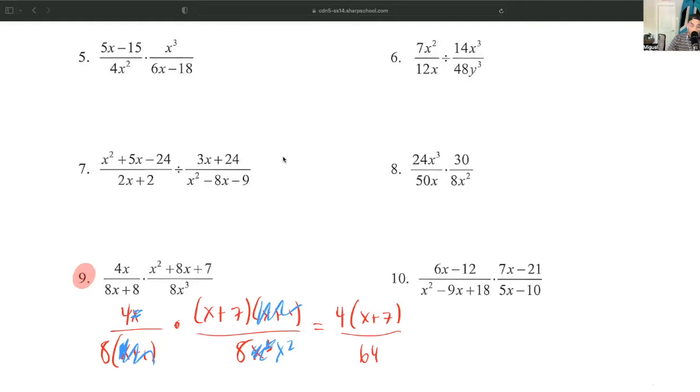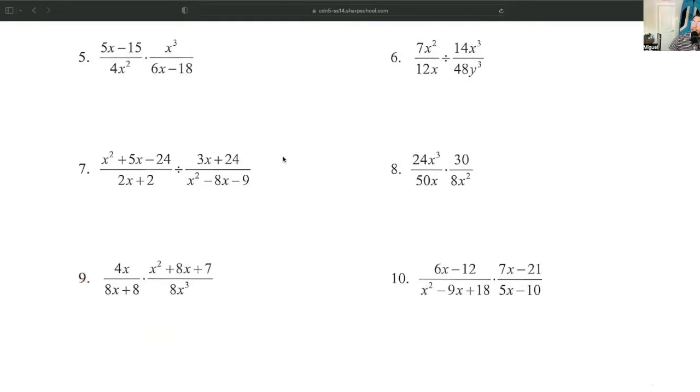And you'll think you're done, but there's one more thing that we can do here. We can go ahead and divide the top and the bottom by 4. That will make the 4 a 1, and the 64 will become a 16. And now we're left with x plus 7 over 16. And there you have it. All right, so now let's go to number 10.